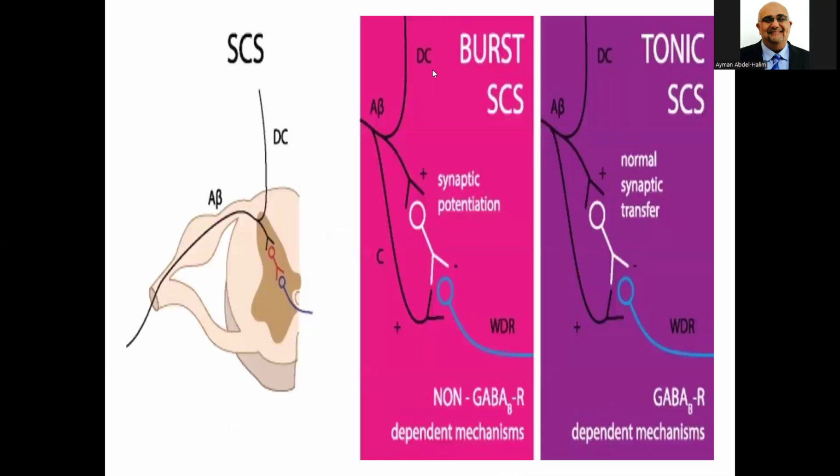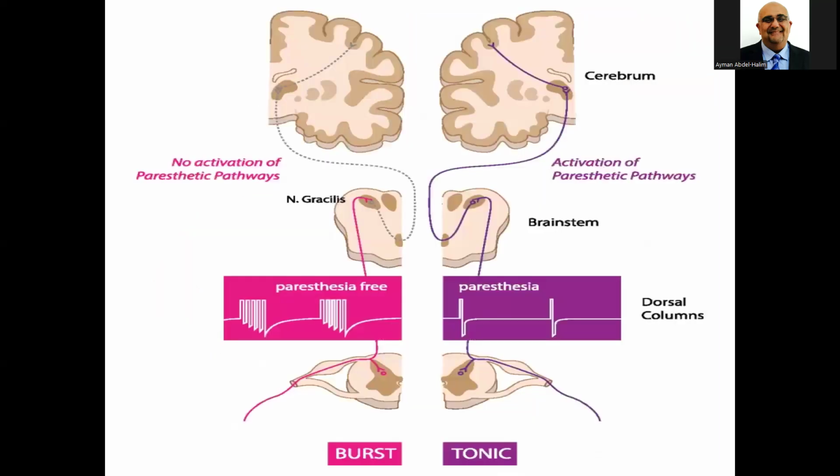So again, a comparison between the burst and the tonic. They work on different receptors. The tonic works on the GABA receptors, GABA B, while the burst spinal cord stimulations are non-GABA B dependent mechanisms. This has a clinical value: with the tonic, you can boost it with GABA B agonists like baclofen, for example. But with the burst, it will not make any difference.